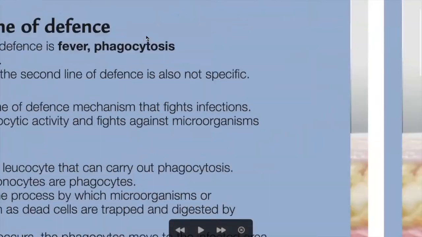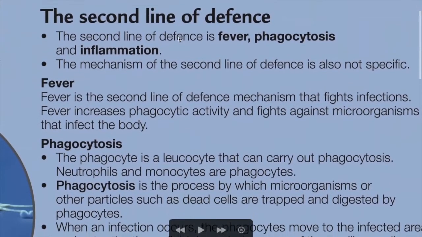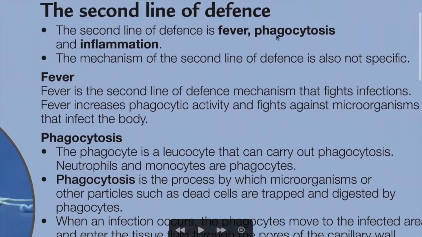Okay, the next one is second line defense. Second line defense ni ada 3 contoh. We have fever, phagocytosis and inflammation. Okay, we go one by one. So fever, demam. So when you are attacked by bacteria, surely you will have fever. So actually fever is second line defense. Why? Because by having fever, you will increase phagocytic activity and fight against microorganism that infect the body.